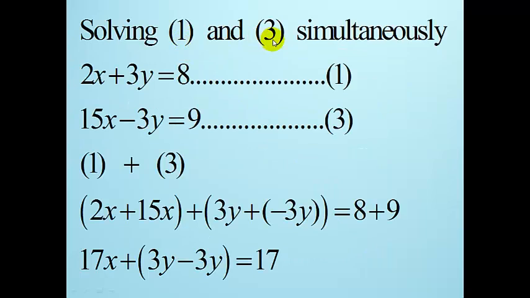Solving equation 1 and equation 3 simultaneously. We have 2x plus 3y equals 8. This is our equation 1. And we have 15x minus 3y equals 9. This is our equation 3.